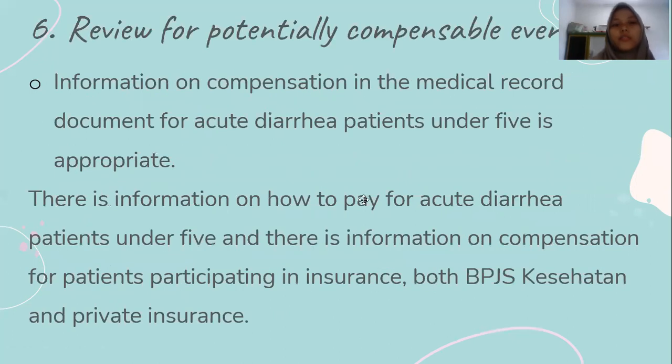6. Review for potentially compensable events. Information on compensation in the medical record document for acute diarrhea patients under 5 is appropriate. There is information on how to pay for acute diarrhea patients under 5 and there is information on compensation for patients participating in insurance, both BPJS Kesehatan and private insurance.